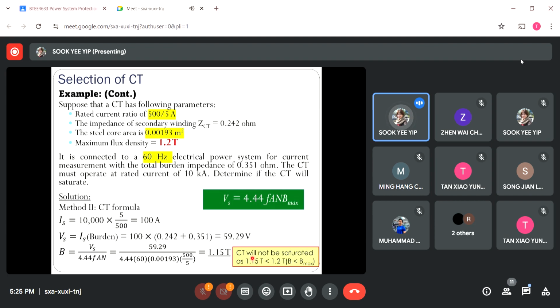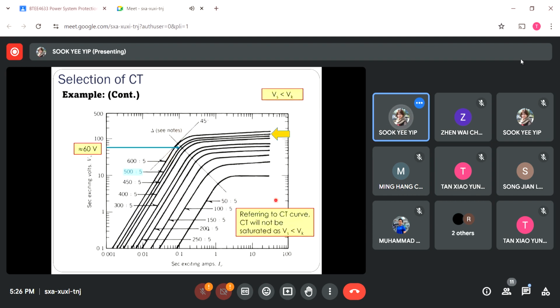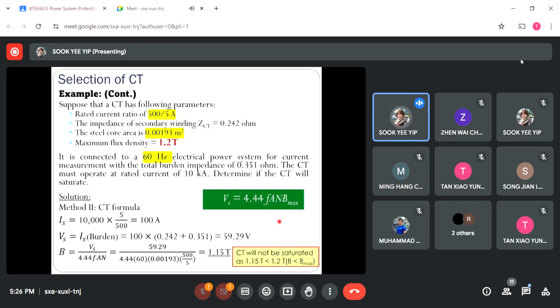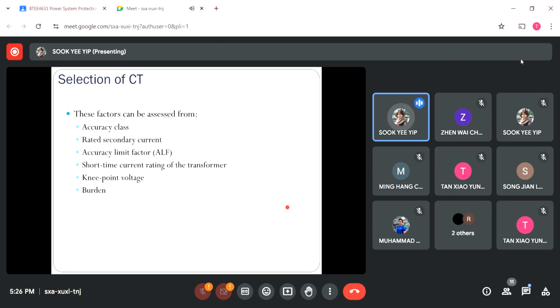So this is the second way for you to solve these questions. You can either use the transformer parameters to solve it, or you can use the magnetization curve to compare with the knee point voltage. In the event this one is not given to you, then we solve using these formulas here. Okay, so now let's move to another topic, also regarding how we select the current transformer to be used. These are the factors you have to assess whenever you want to select the right current transformer to be applied for the power system.